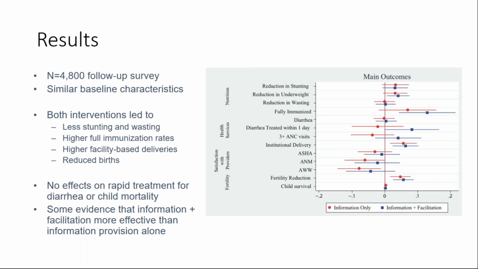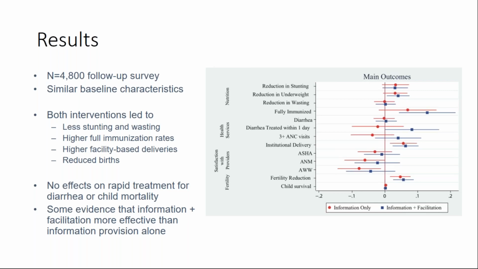So 4,800 households participated in a follow-up survey that was completed after about 24 months, and essentially what happened is you had at least 12 months of the social accountability interventions that had taken place in the intervention villages specifically. In the 3 arms, you had 40 villages per arm as a reminder, and the baseline characteristics were very similar across these arms, and that was by design.